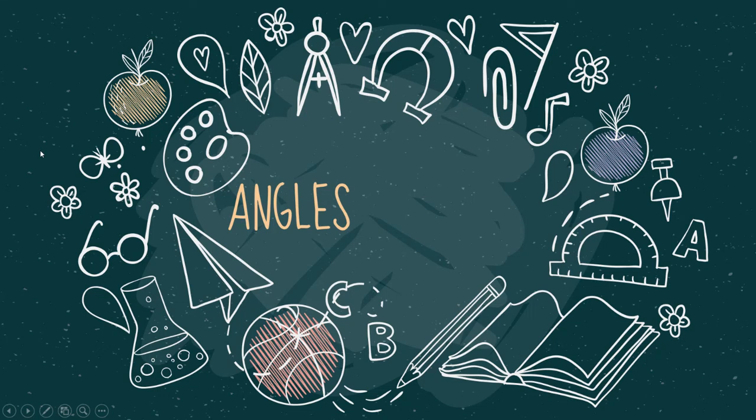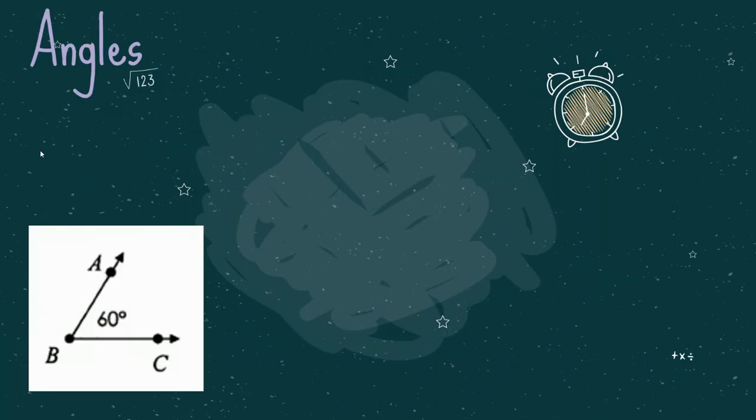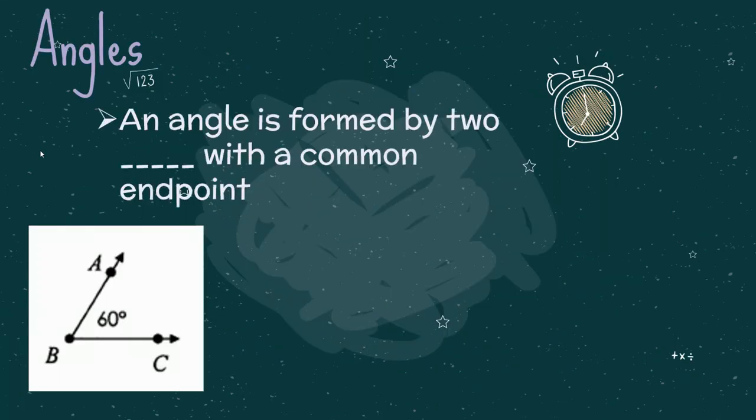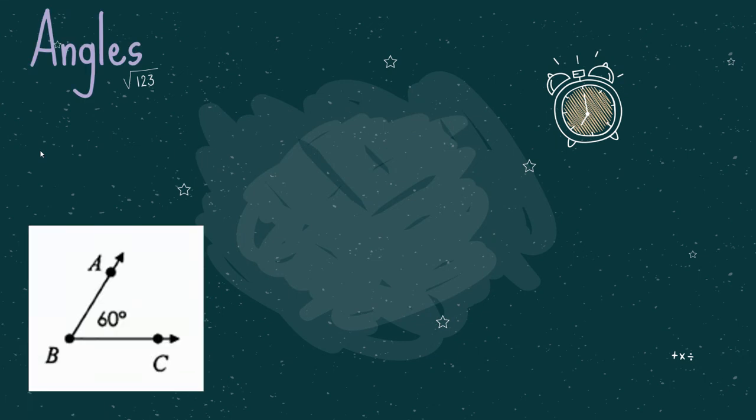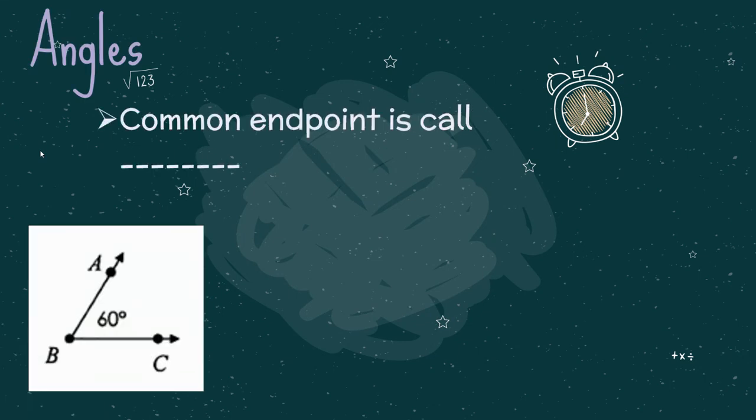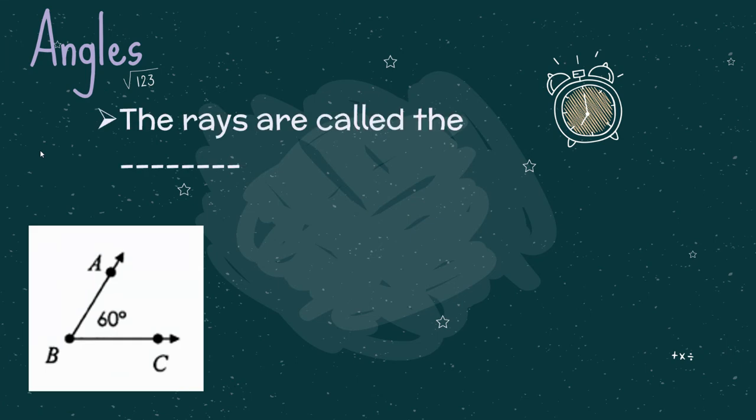All right, let's talk a little bit about angles. An angle is formed by two rays with a common endpoint. You can see by our picture, this is what an angle is, and we've got our two rays with the common endpoint of B. Our common endpoint is called a vertex. The rays are called the sides.